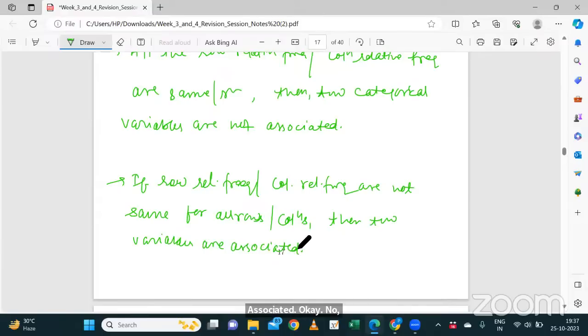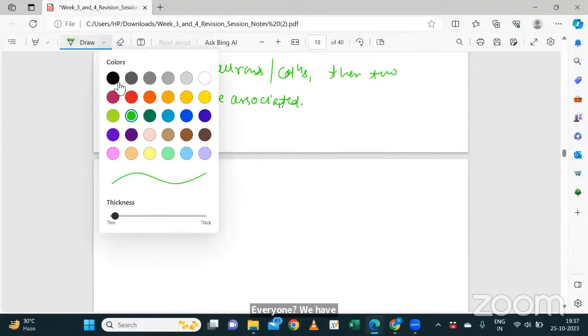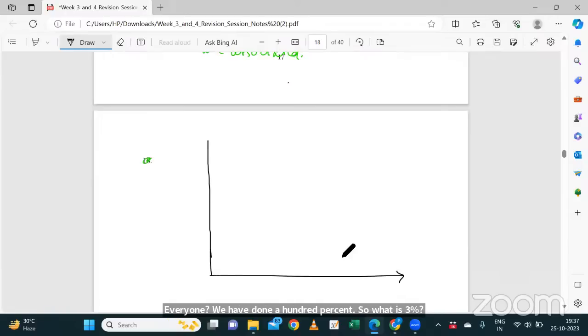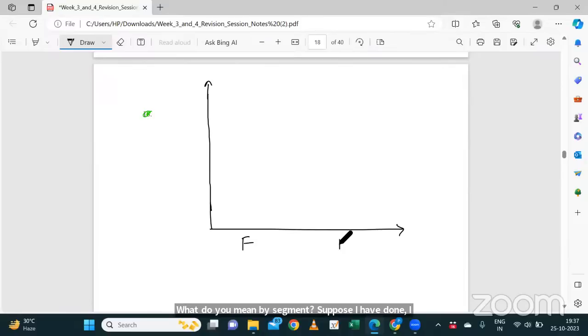I will clarify. So, the 100% stacked bar chart, we have done it. What does it represent? It's the same as a bar chart, but we are dividing the bar chart into segments. What do I mean by segment? Suppose I have plotted a bar for the female category, then the male category.